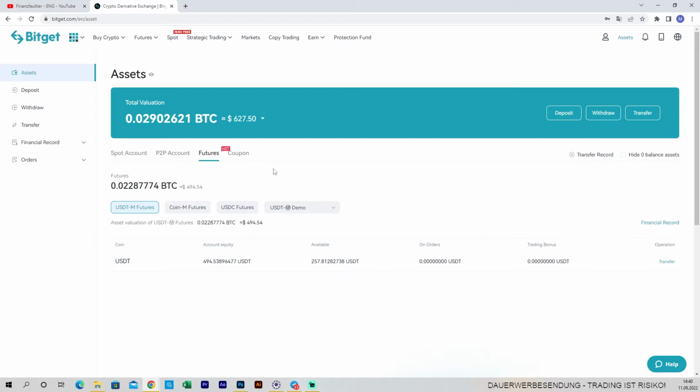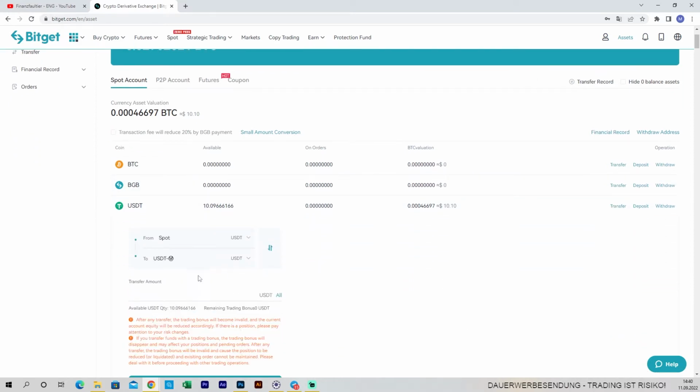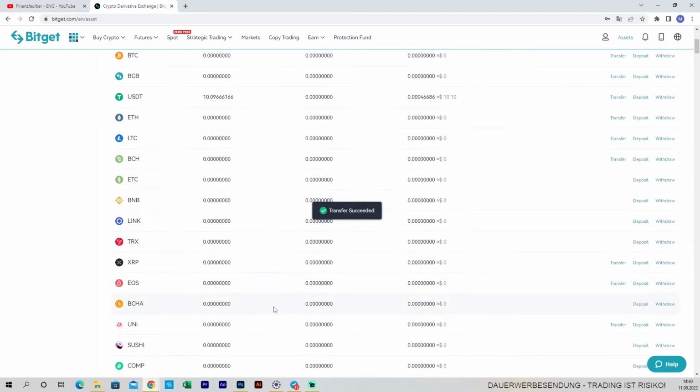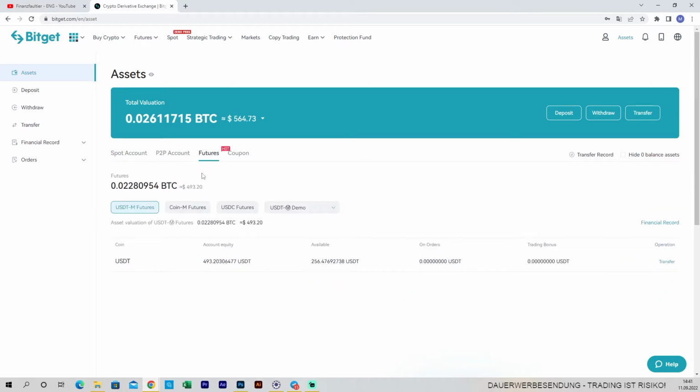huge. Okay, so I now have $500 in USDT in my futures account. If you want to use the platform, you basically load up USDT in your spot account. I have $10 left over, and then you transfer it to your futures account. So from spot to USDT-M, put all in, confirm, and those $10 are now in my futures account, hopefully. They will arrive shortly, and then you can copy trade with them. The copy trading section is up here.